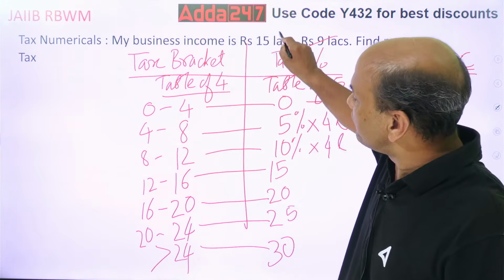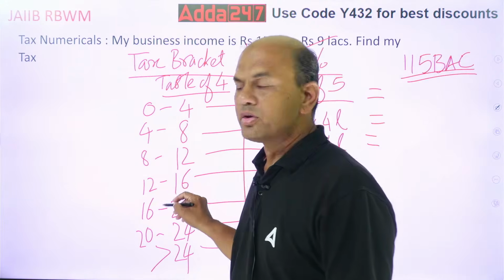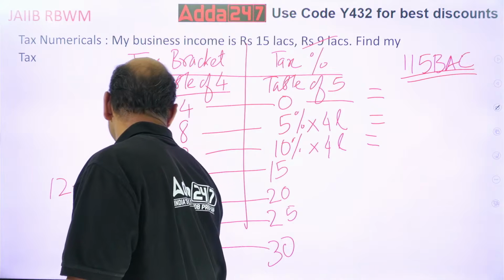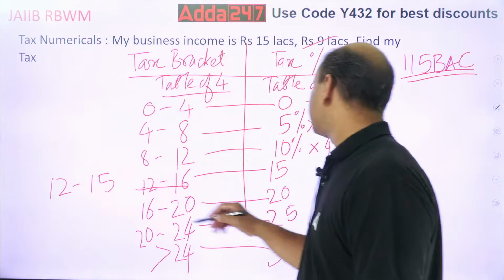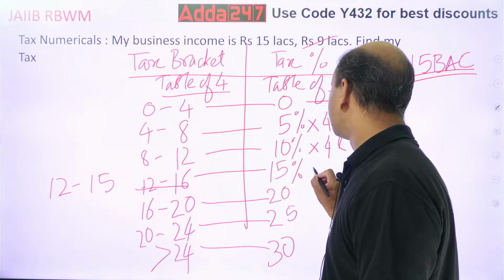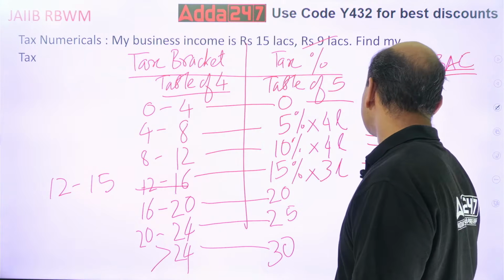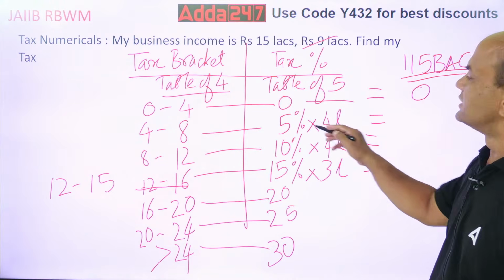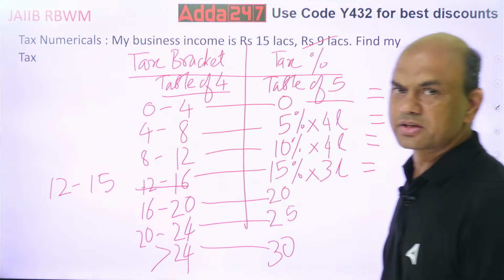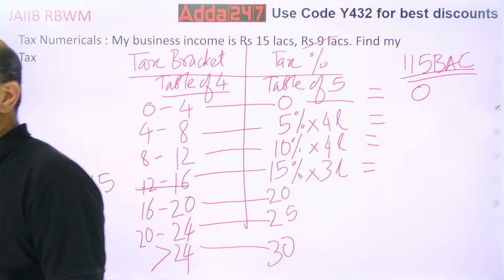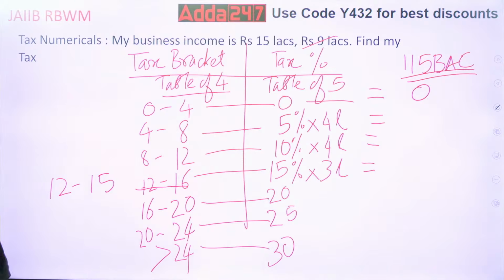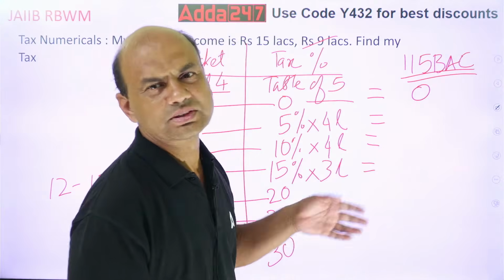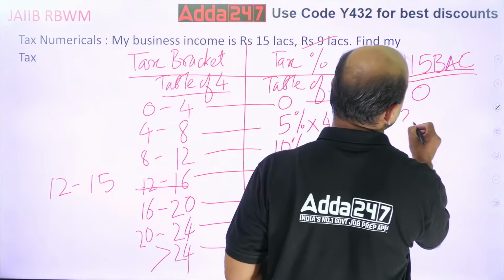Now my income is 15 lakhs and here I am having 16. So what will I do over here? 12 to 15 I will take, not 16 now, right? So it is 3 lakhs. So 15% into 3 lakhs. Now get the answer. Everyone check this. First one is 0 tax. Second is 5% into 4 lakhs. What is the answer for 5% into 4 lakhs? 20,000. Correct? 10% is 40,000, so 5% will be this 20,000.